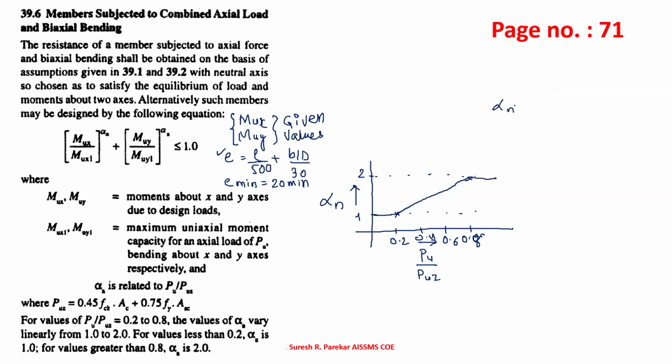So alpha n equals 1 for Pu upon Puz less than 0.2 and alpha n equals 2 for Pu upon Puz greater than 0.8. In between, we have to interpolate the value of alpha n. This Puz we already know, and Pu will be given. By this, we are in a position to check this value. Mux1 and Muy1, the maximum uniaxial moment capacities, we are going to calculate from the chart. So this is the capacity of this section and these are the external values.